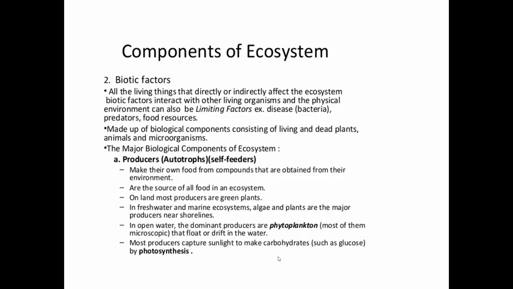On land, most of the producers are green plants, whereas in freshwater and marine ecosystems, algae and plants are the major producers. And in open water, the dominant producers are phytoplanktons, which are mostly microscopic and float or drift in the water. Most producers capture sunlight to make carbohydrates such as glucose by photosynthesis. So all other living organisms are mainly dependent on these producers.